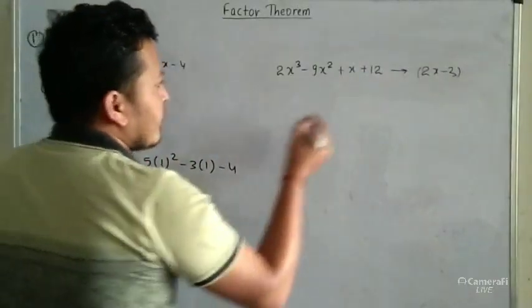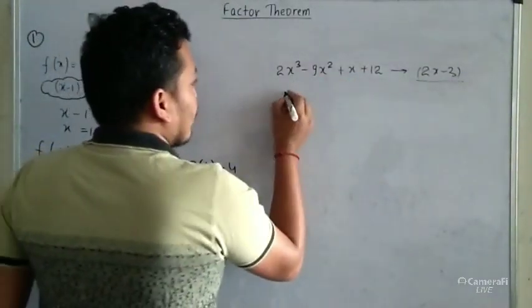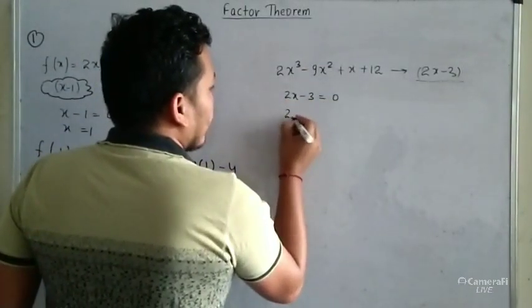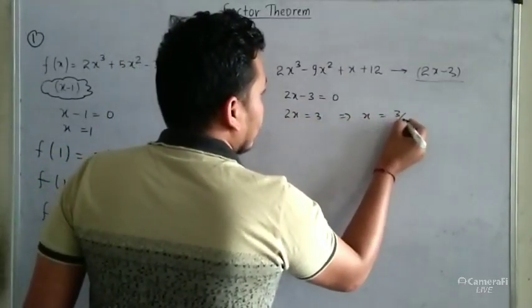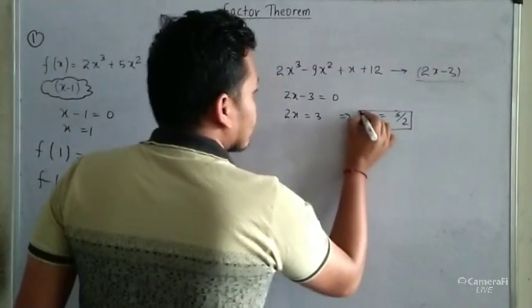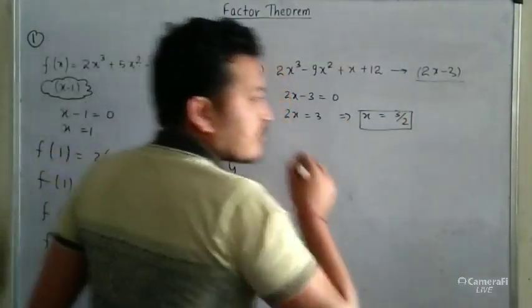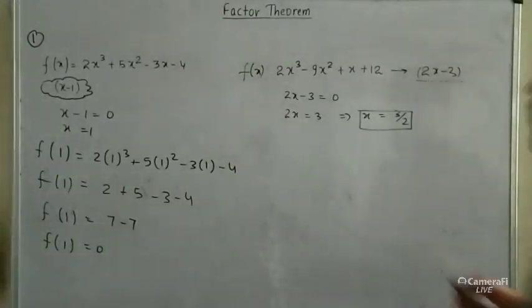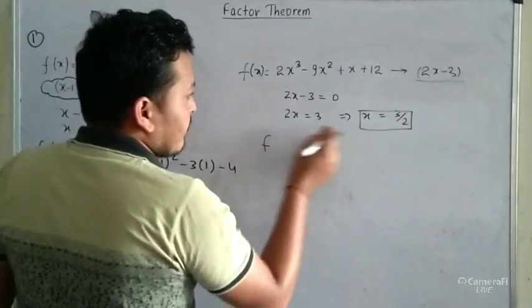Now taking the next part, the same expression is divided by 2x minus 3. So putting 2x minus 3 is equal to 0, so 2x is equal to 3. Then x is equal to 3 by 2. This is the value of x. So f(x) is equal to this algebraic expression, so substitute the value of x.